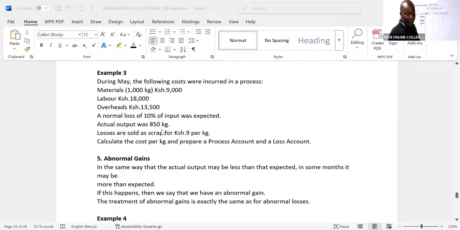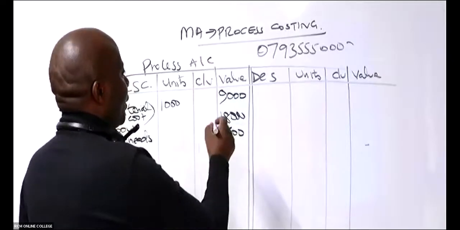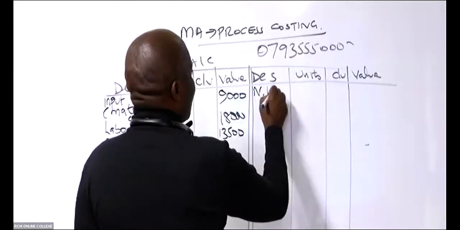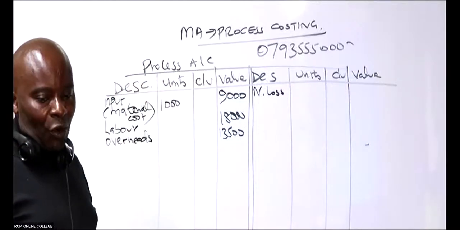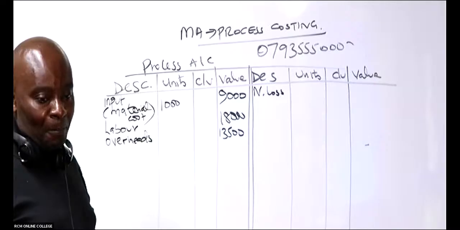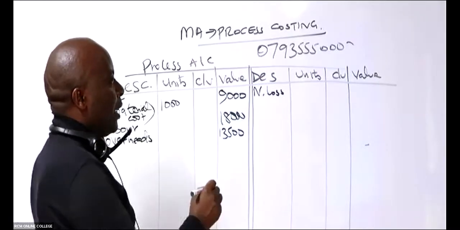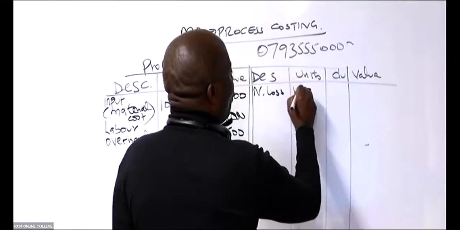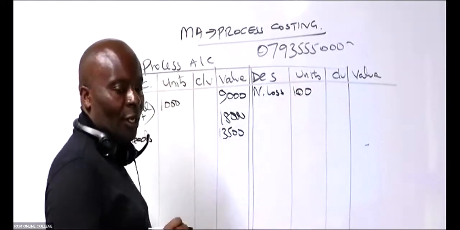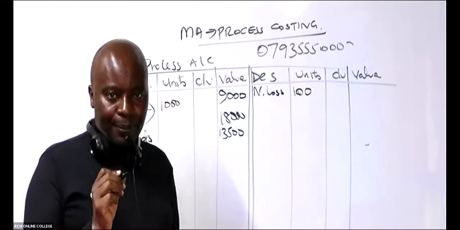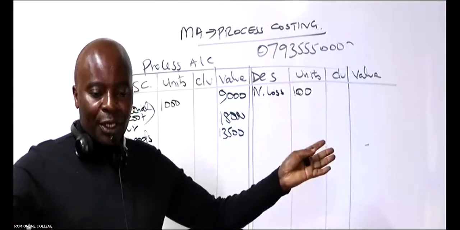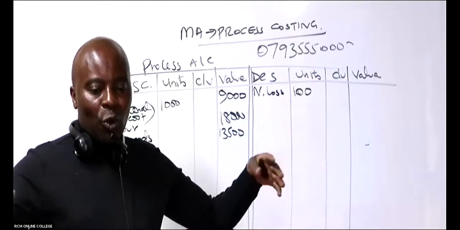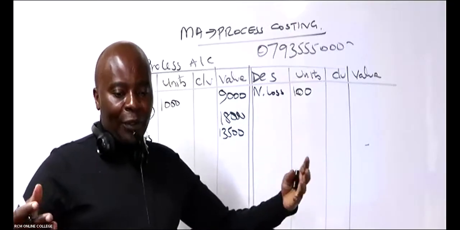Great. And then we have normal loss. Are you able to remember the normal loss units? 100. What do we normally do with normal loss units? We scrap them, sell them at a throwaway price. If it is given there, we shall always sell them. We multiply them by the scrap value.